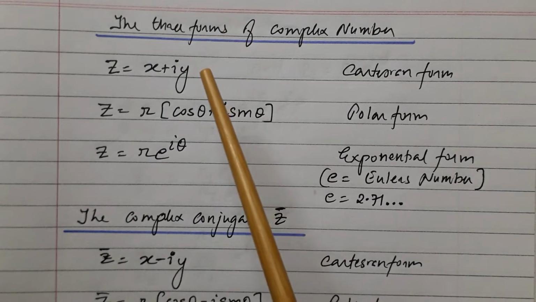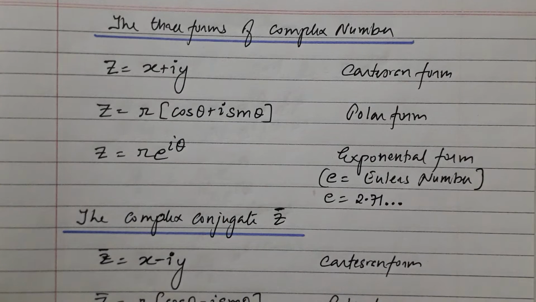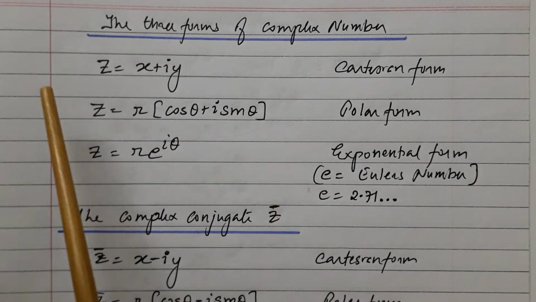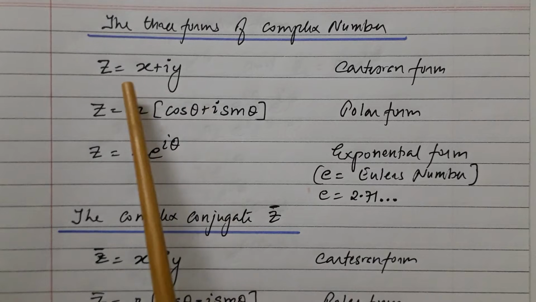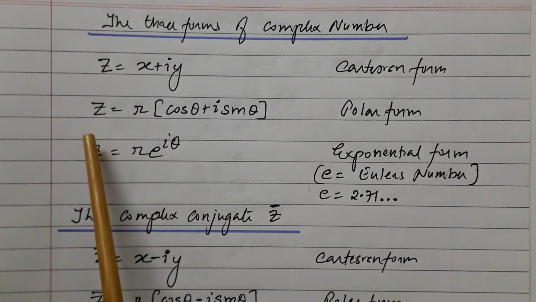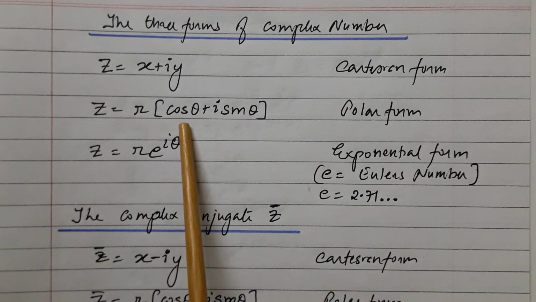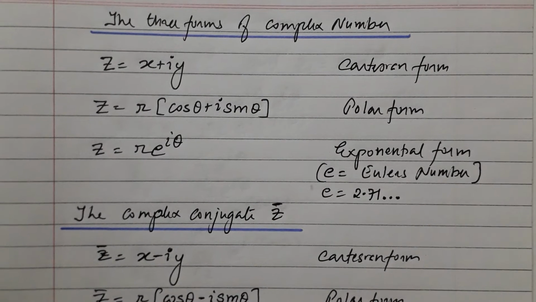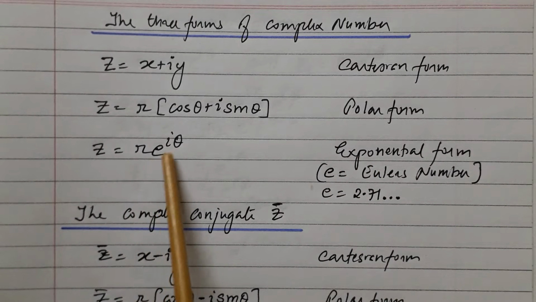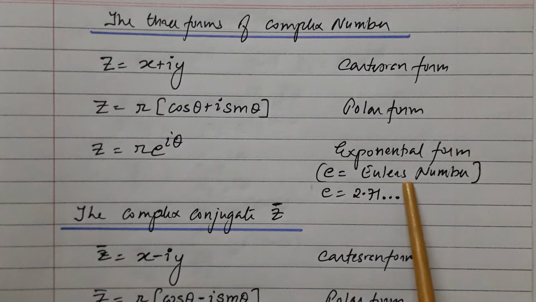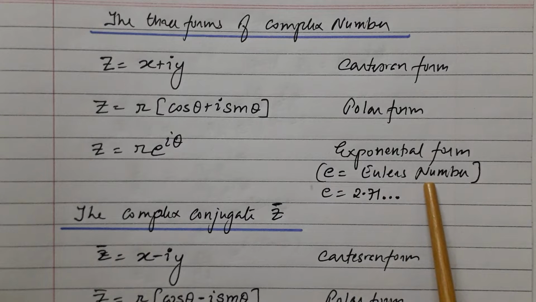In this video, we will learn about a few properties of complex numbers. Now, complex numbers are in three forms. One is the Cartesian, where z is equal to x plus iy. In the polar form, z is equal to r (cos theta plus i sin theta). And the third form, which is known as the exponential form, is z is equal to r e raised to i theta. Now this e is actually called Euler's number or Euler's constant.